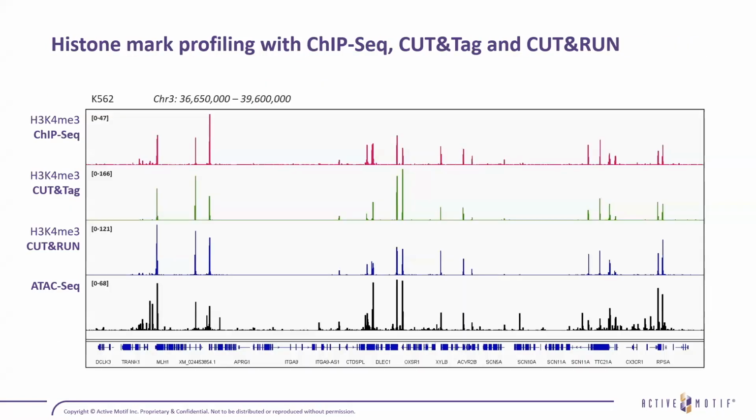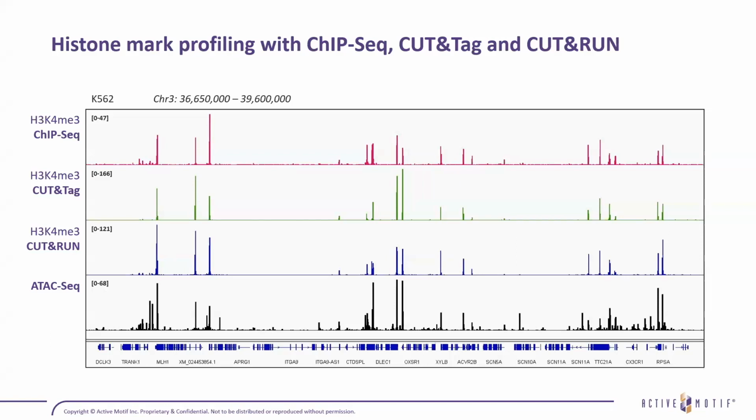So here I have genome browser tracks that were all generated using K562 cells and the H3K4 trimethylation histone mark. The tracks were generated either using ChIP-Seq in pink, CUT&Tag in green, or CUT&RUN in blue. I've also included an ATAC-seq track, but I'll talk about that in a little bit.